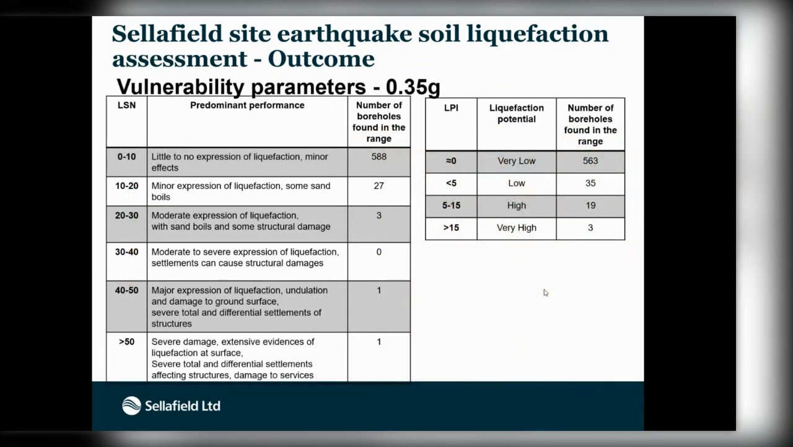These are the results for 0.35 g. Again, the majority, 588, had little to no expression of liquefaction, 27 had minor expression of liquefaction, 3 moderate expression of liquefaction, and 1 major and 1 severe damage. With regards to the liquefaction potential index, the majority was for a very low liquefaction potential. 35 with low liquefaction potential, 90 with high, and 3 with very high.